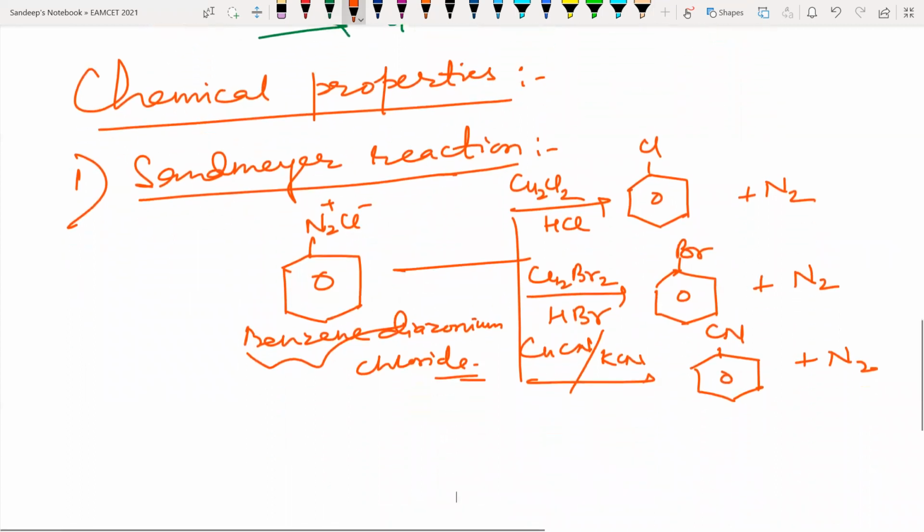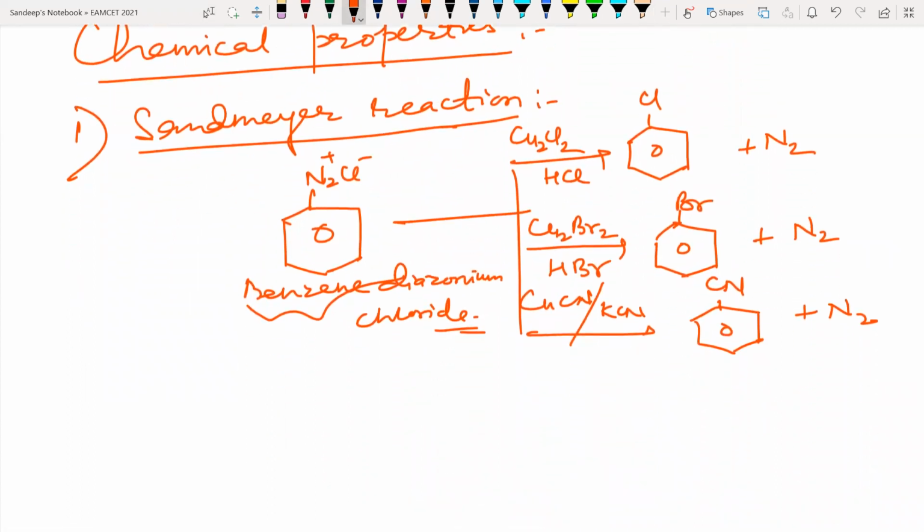So the chloride, bromide, and the cyanide nucleophile can attack the benzene ring in presence of copper(I). This reaction is called Sandmeyer reaction. Now, it is one of the important reactions for your exam. Keep this in mind, students.